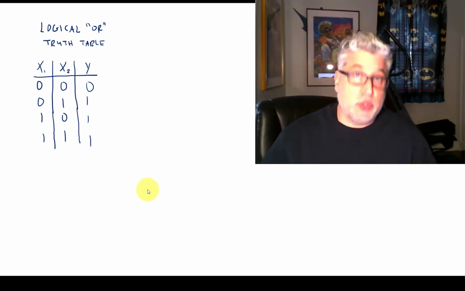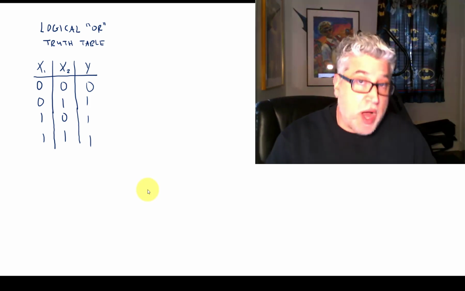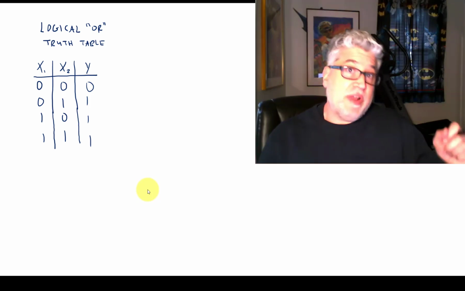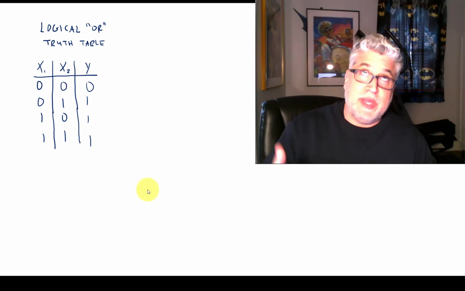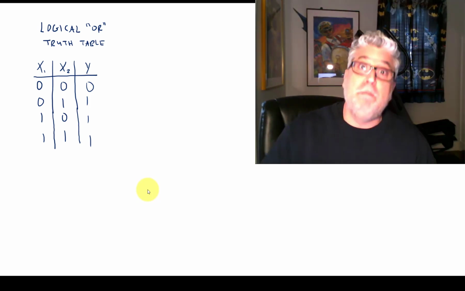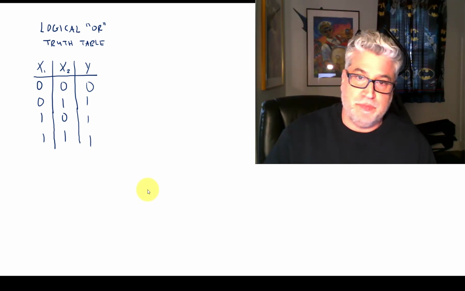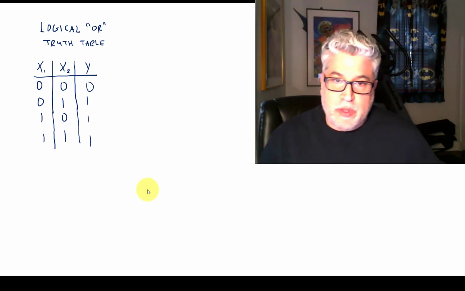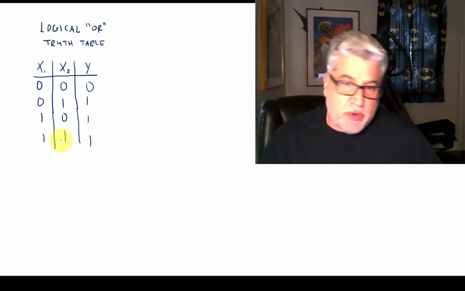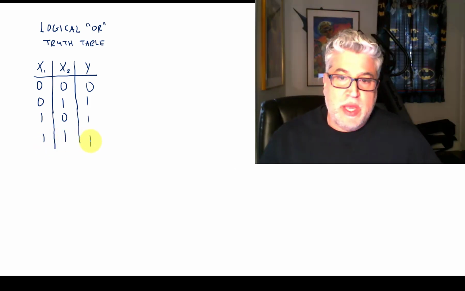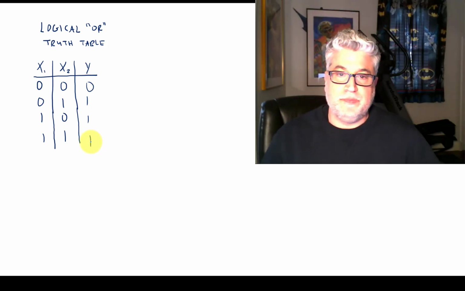Something is going to be equal to 1 if either x1 is true, or x2 is true, or both of those statements are true. So here, for example, in this last case, x1 is true and x2 is true. It only takes one or the other. They both happen to be true, and so our output is true.